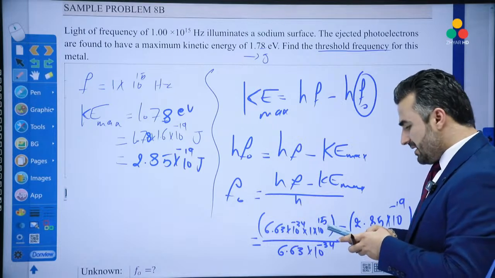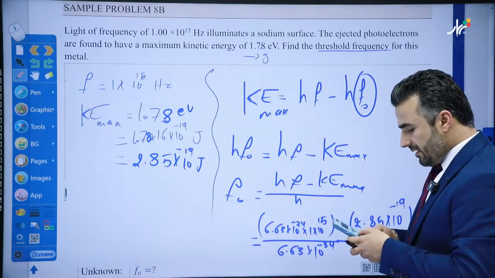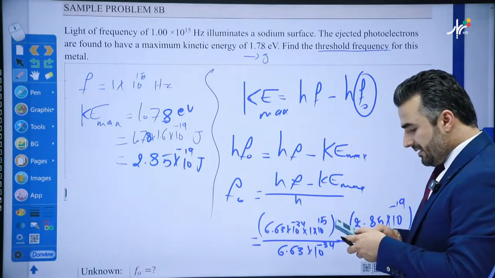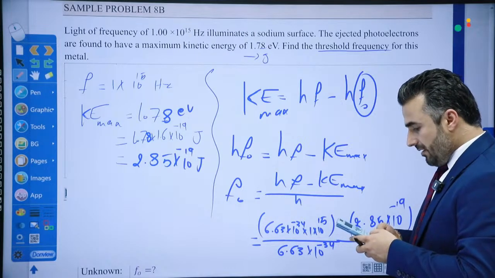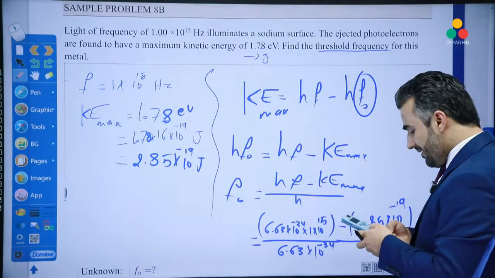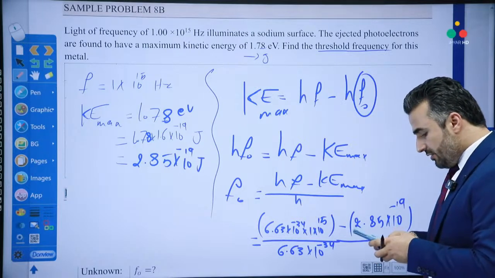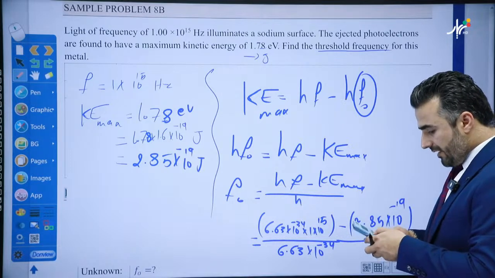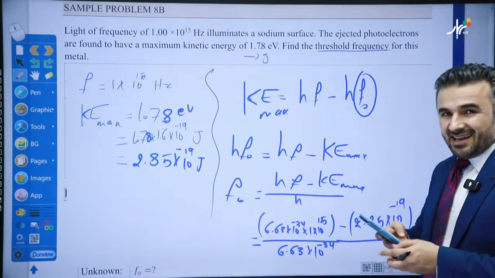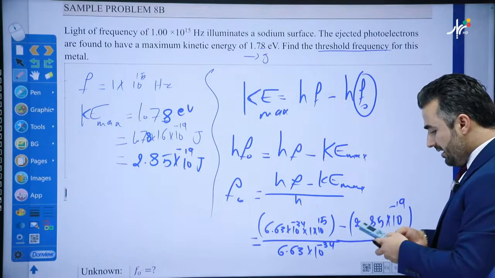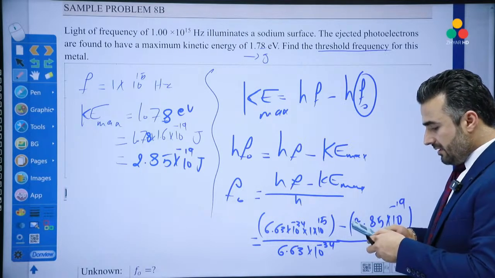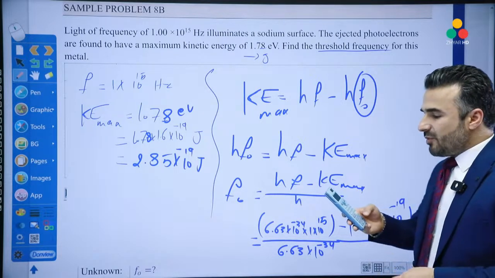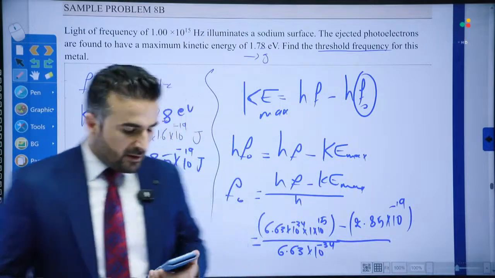Perhaps I've done something incorrect. Let me do it separately. 6.63 times 10 to the power negative 34, and then multiply by 10 to the power 15 hertz. And of course we get 6.63 times 10 to the power negative 19. Then minus, you can open bracket, 2.85 times 10 to the power negative 19. Then close bracket. That is 3.78 times 10 to the power negative 19 divided by Planck's constant, that is 6.63 times 10 to the power negative 34. Close bracket again, and of course we will get 5.7 times 10 to the power 14 here.